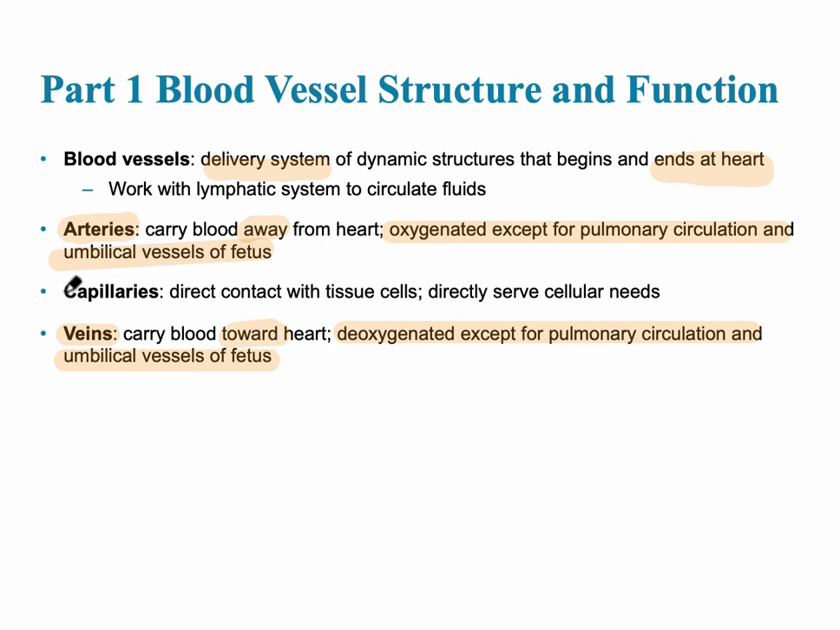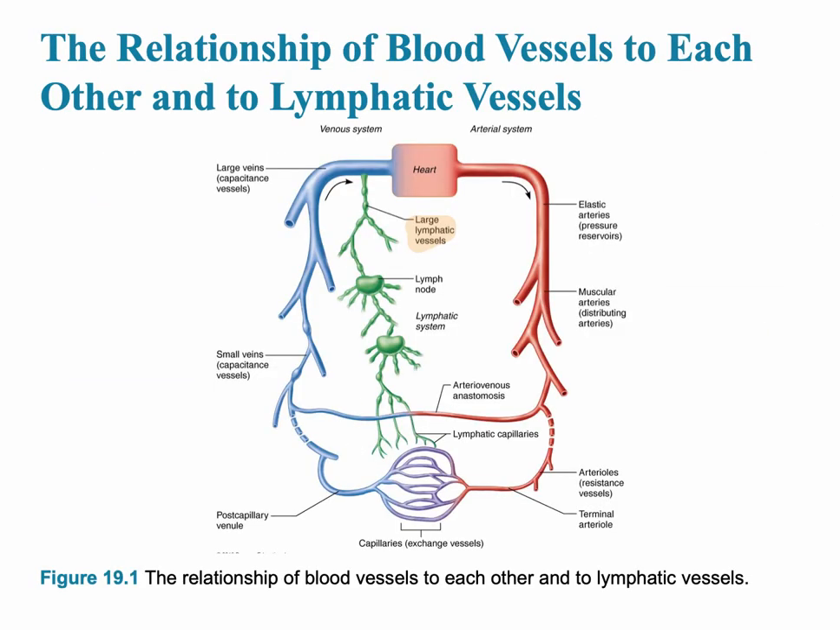So those are the two exceptions. Now, in between the arteries and the veins are capillaries, and the capillaries are very unique because they have direct contact with tissue cells, so they can directly serve the cellular needs. This slide is showing the relationship of blood vessels to each other. So it's kind of like a flow chart, a schematic, and it's showing the lymphatic system as it relates to the circulatory system. And so you'll be learning about it later in another chapter.